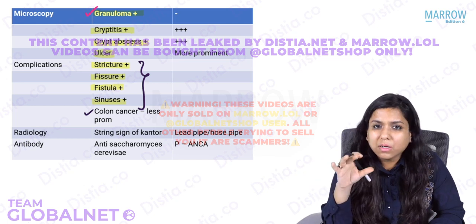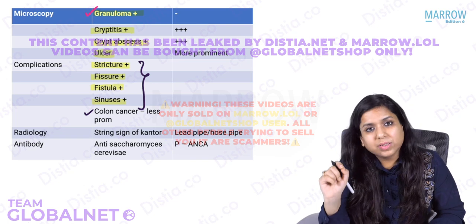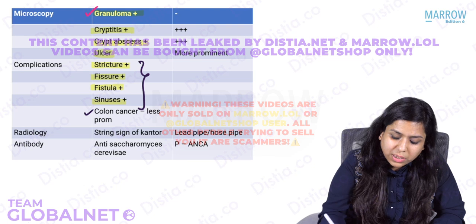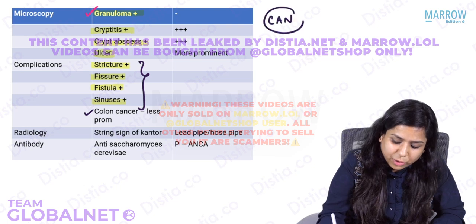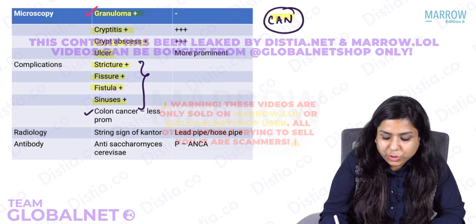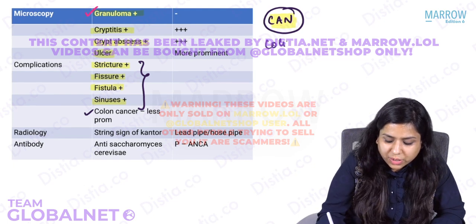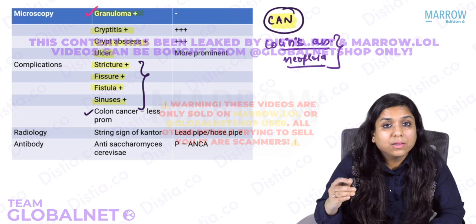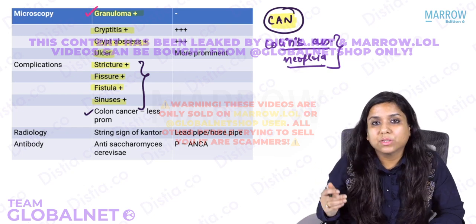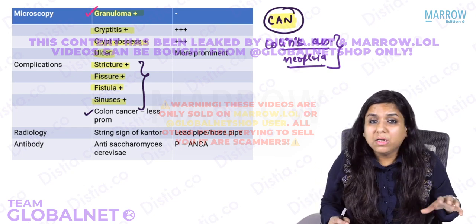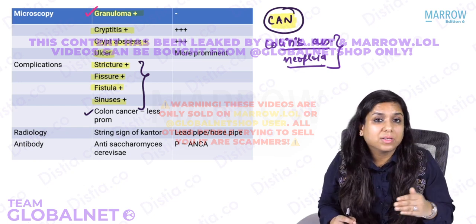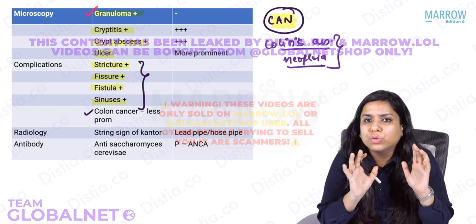This is a little controversial story. Robbins still says that Crohn's has lesser chance as compared to ulcerative, right? Both these diseases have increased risk of development of colon cancer, and that condition is called colitis-associated neoplasia. What is a colitis-associated neoplasia? That both of these diseases have increased risk of developing malignancy. Now, earlier books and Robbins always said that UC has more risk, but now latest studies and Harrison is saying that now the risk is almost equal.